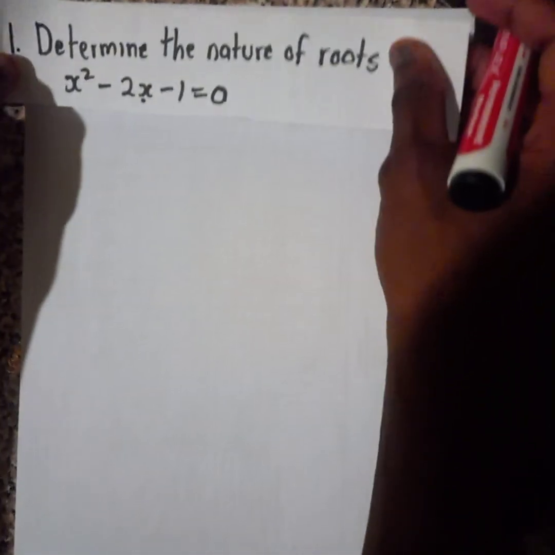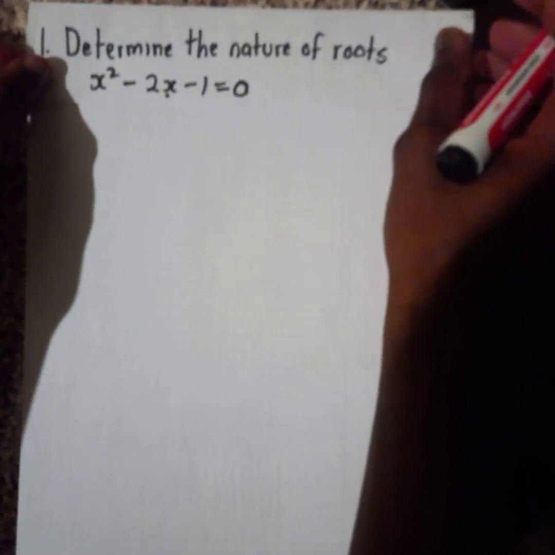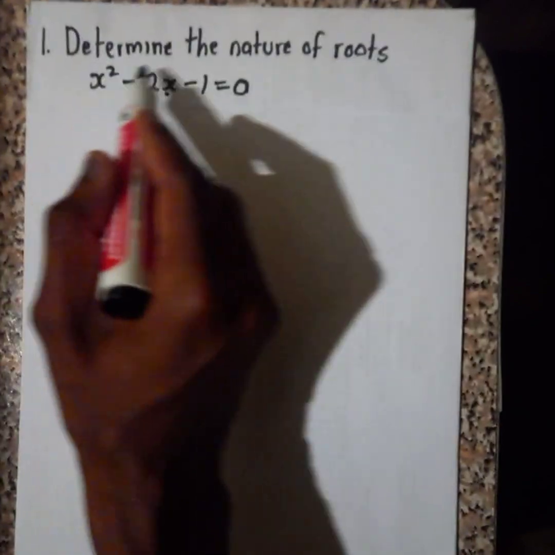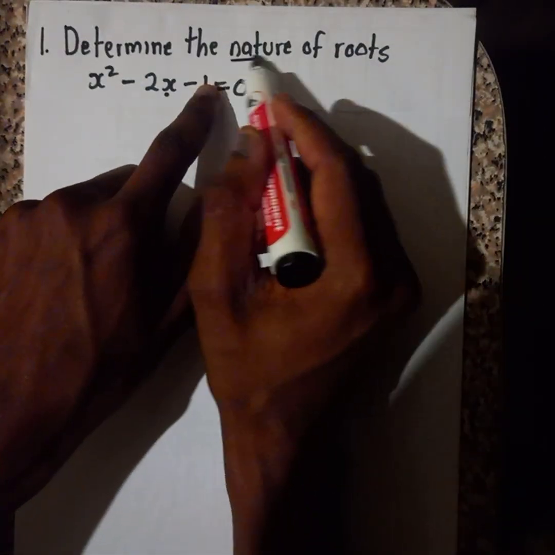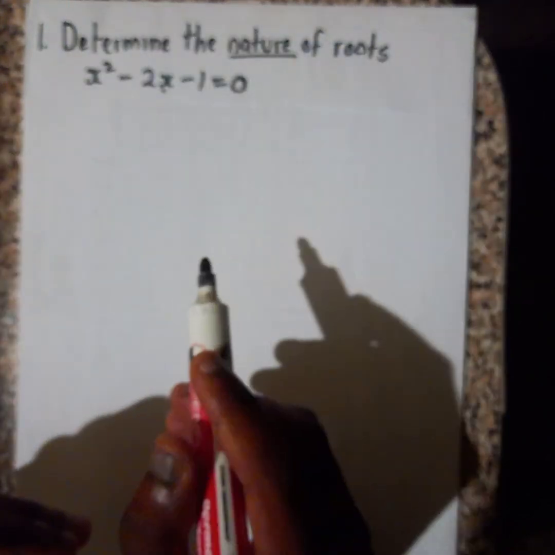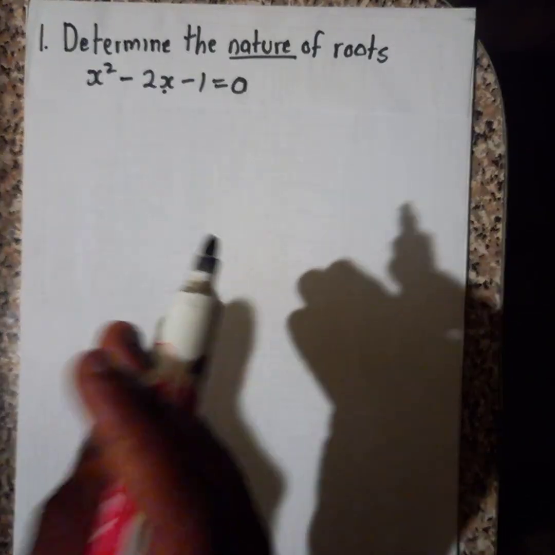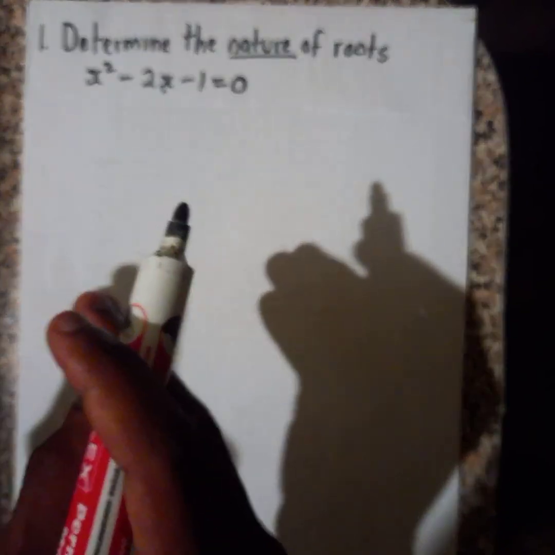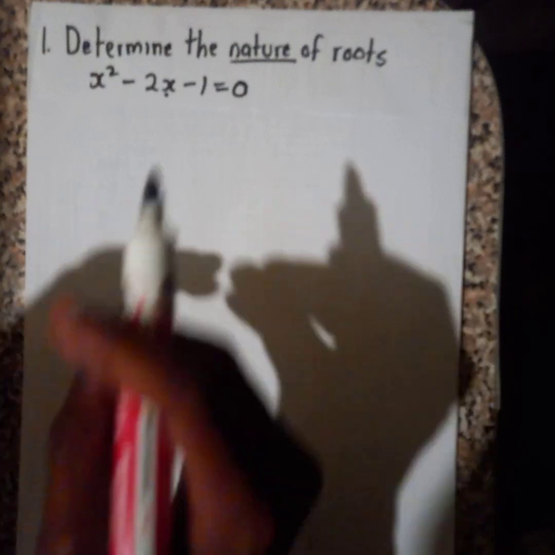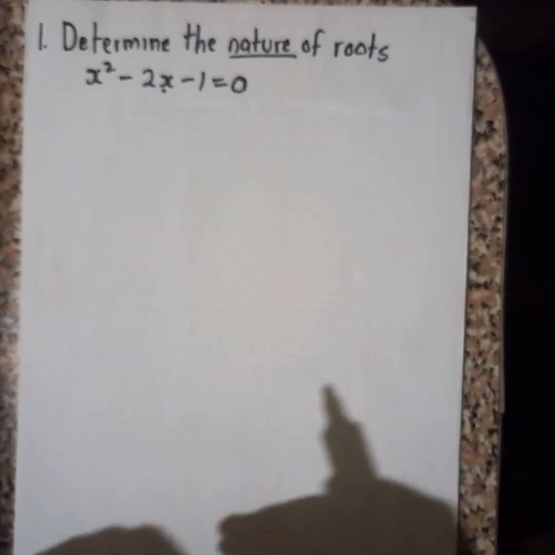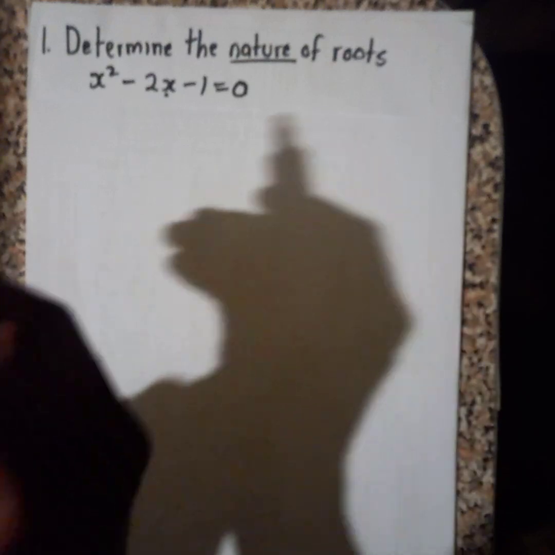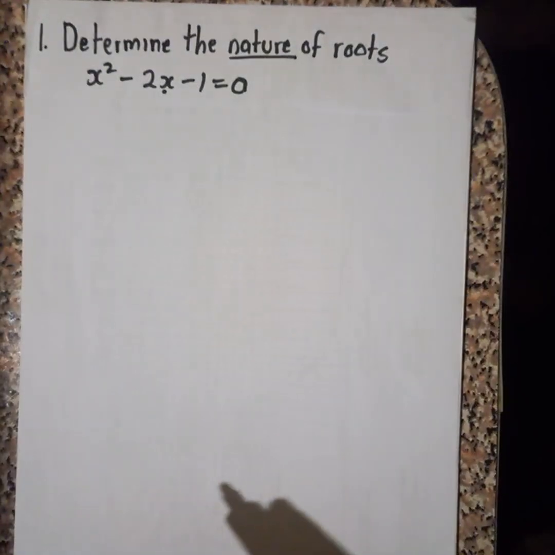Our first example for today is this one. The question states, determine the nature of roots. For us to determine the nature of roots, the first thing that we must do is to determine the discriminant. From there, we are going to choose the correct condition that corresponds with that value of the discriminant we are going to receive right now.